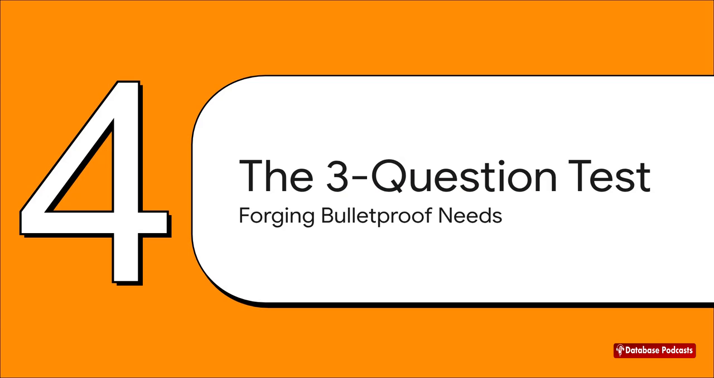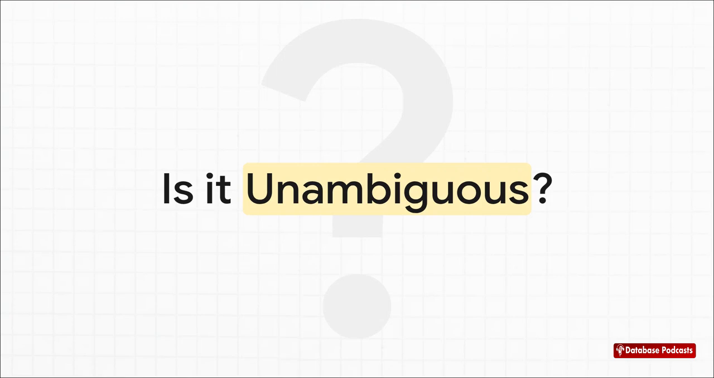So you're facing all these challenges: scope, understanding, volatility. How do you fight back? How can we make our requirements as strong and as clear as humanly possible? Well, we can start by running them through a simple but really powerful three-question test. Question number 1. Is it unambiguous?